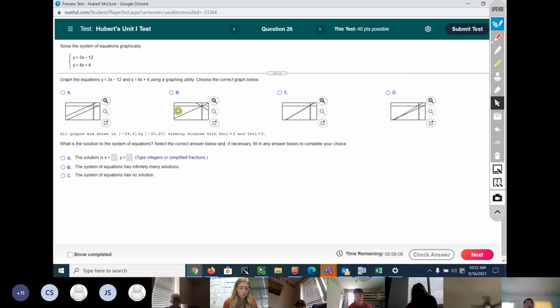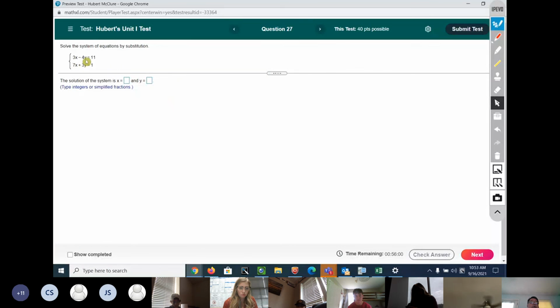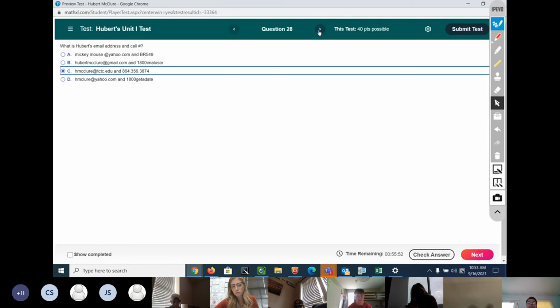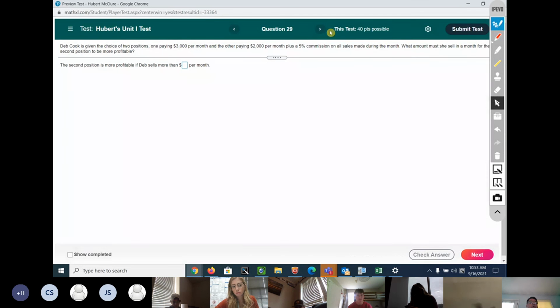Solve system graphically. Solve system by substitution. The only one that makes sense. $3 per month, that's the commission. You're going to set that inequality.